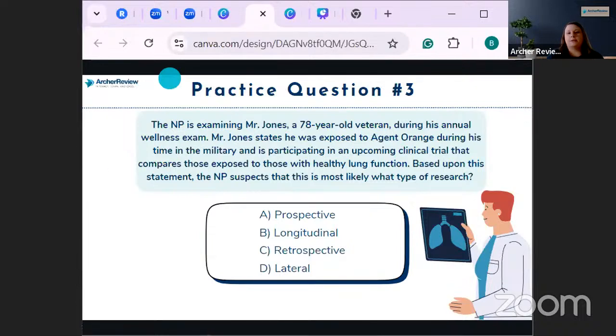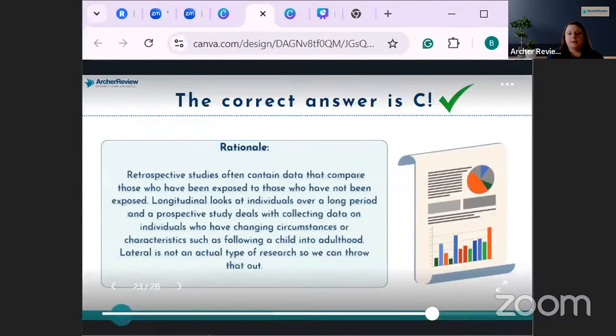So you guys, I know you guys know this one. So again, let's pull out our key words here. He was exposed, right? He is participating in an upcoming clinical trial that compares those exposed to those with healthy lung function. So what type of research usually looks back? This one kind of has some "was exposed" and "compares." Absolutely. You guys got this.